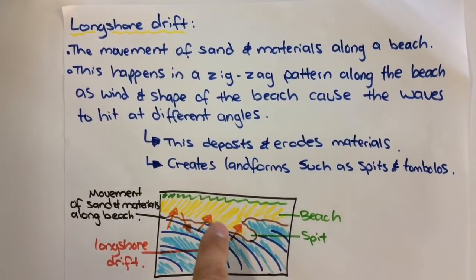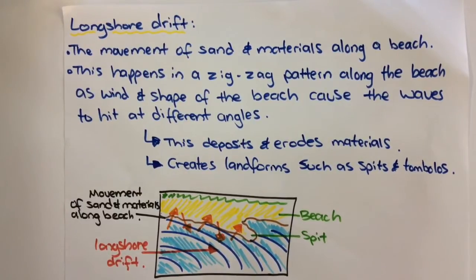The orange indicates that pattern along the beach as wind and the shape of the beach cause the waves to hit at different angles. So the blue lines here represent the angle at which the waves are hitting the beach. So that depends on the shape of the beach. Okay, so you can see how the angle changes around here depending on the shape of it, and also the wind. So on a different day, the waves might not be hitting at that particular point or that particular angle.